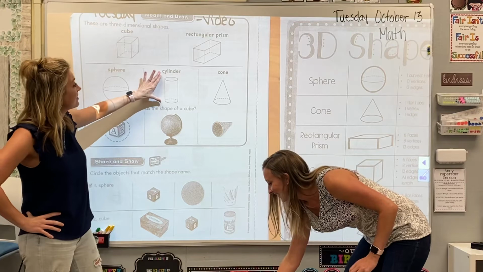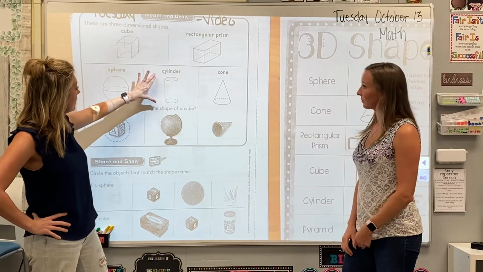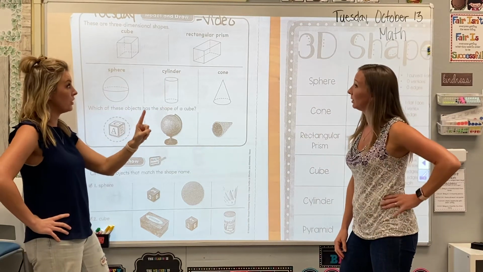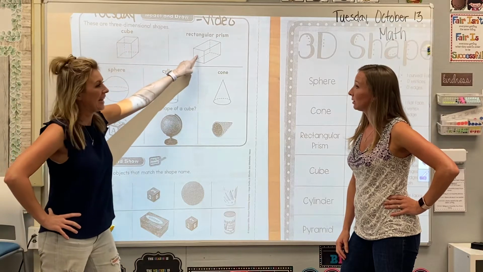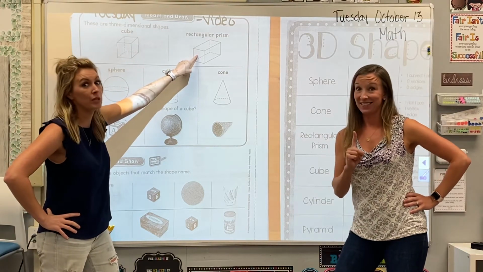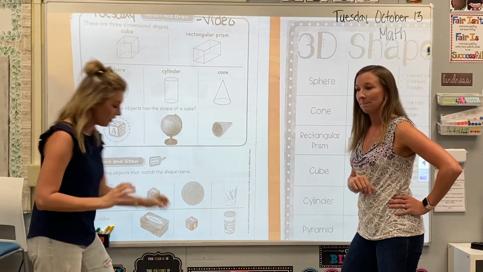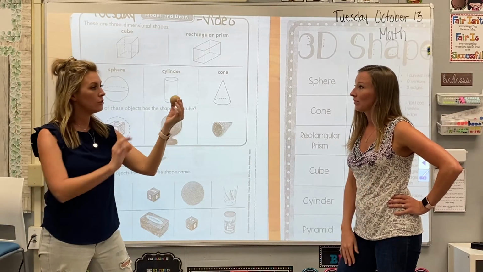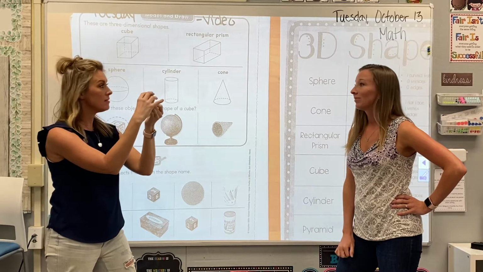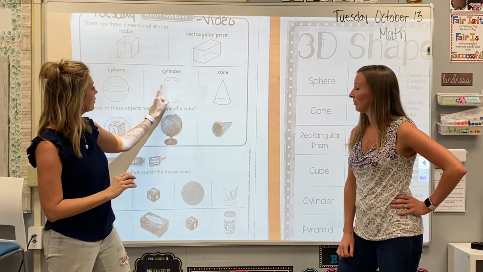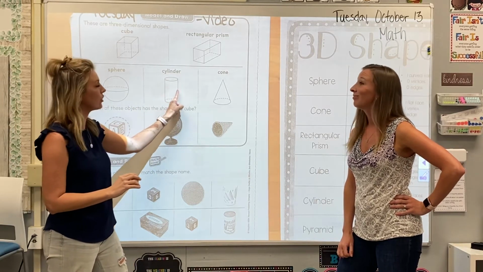Next we have a cylinder. I didn't mention this before, but I should: all of these have flat surfaces. That's really important, you guys. All of these are really flat. But our sphere, if you remember what Ms. Marquardt just showed you, has a curved surface. And I'm noticing my cylinder also has a curved surface.